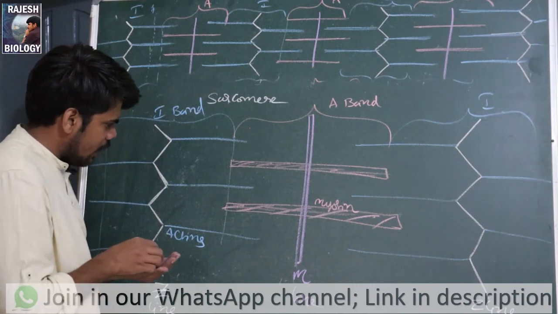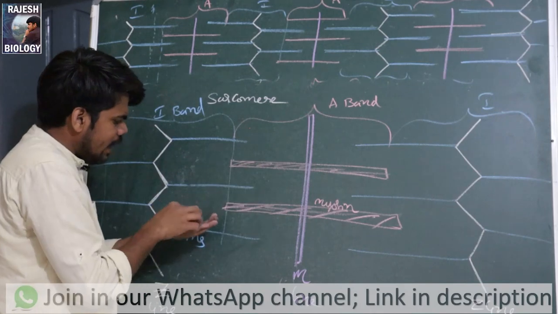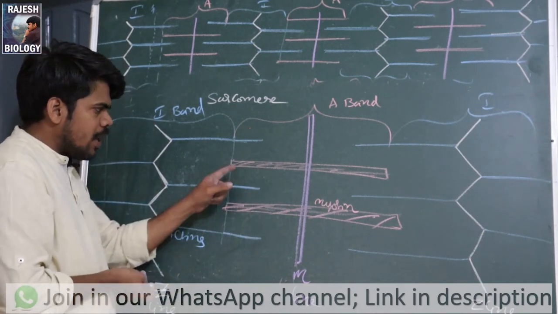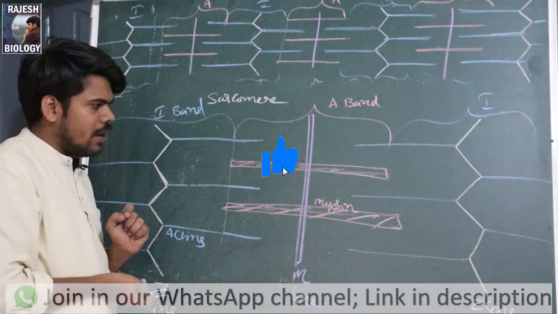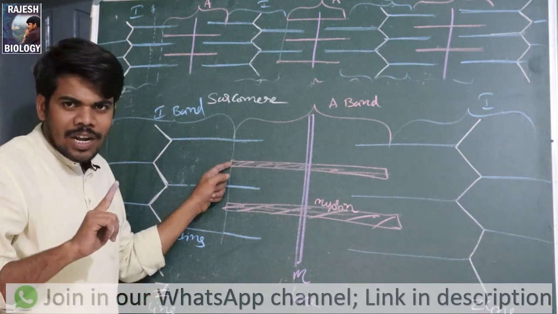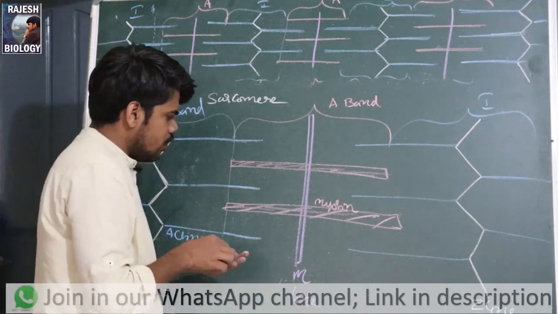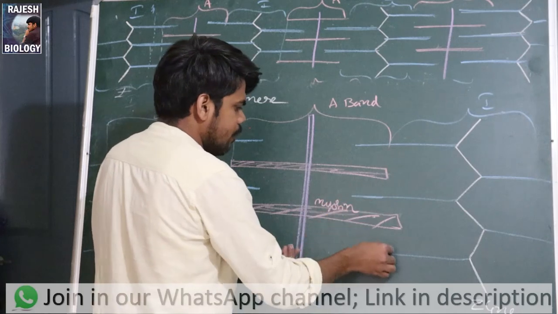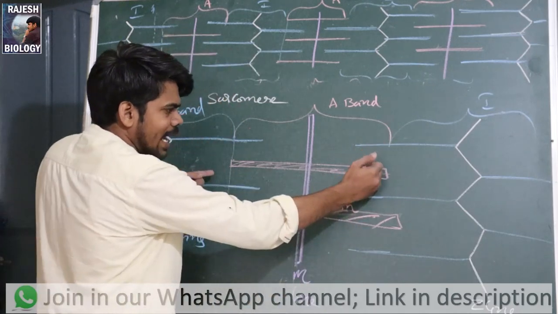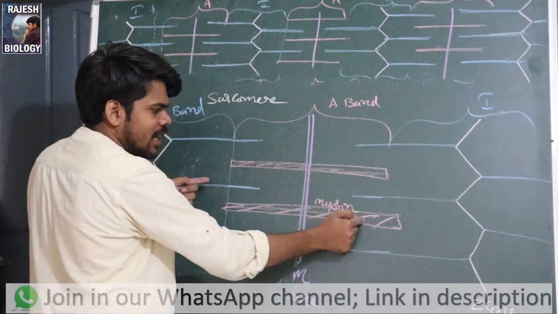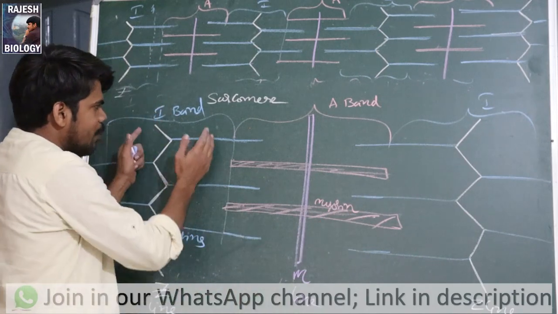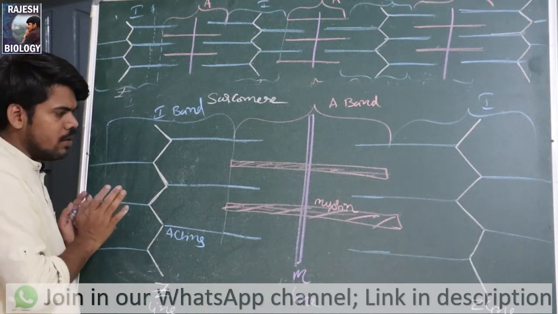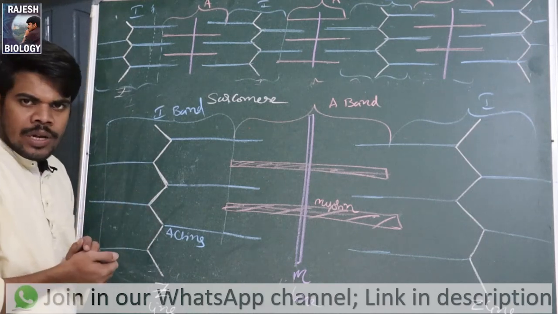Now if we observe carefully, within the A band actin is also present, but myosin is not present in the I band. If it were present, it would not be called the I band. So the A band has both actin and myosin, but the I band purely has actin only. The G line is also there. It is another important question also.